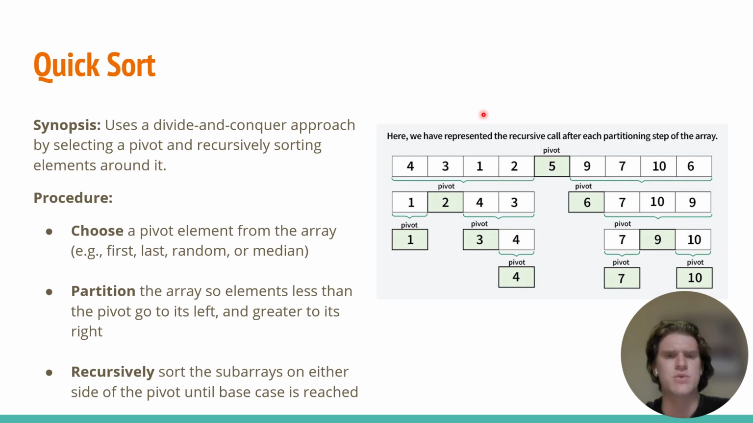Next, we have quicksort. Quicksort is a divide and conquer algorithm. It picks a pivot, partitions the array around it, and recursively sorts the partitions. It's usually the fastest in practice, but has a worst case of O(n^2) if the pivots are poor choices. So as you can see here, we can have the pivot be any choice, typically first, last, random, or median. In this case, it was median.